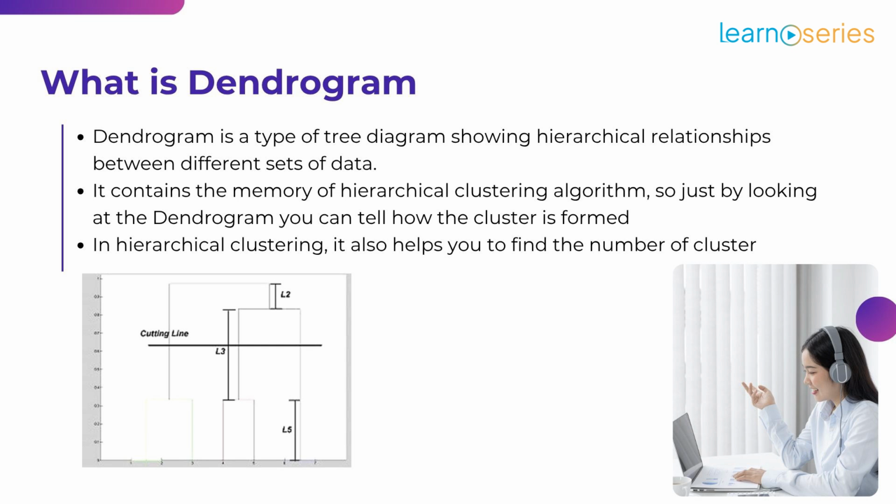If you see, at L2 it's a single cluster. In L3, there are 3 clusters. Hierarchical clustering also helps you find the number of clusters. It all depends on you, as I told you, whether you want 3 clusters or 5 clusters. But the method we follow is the cutting line, without touching the base of the clusters.